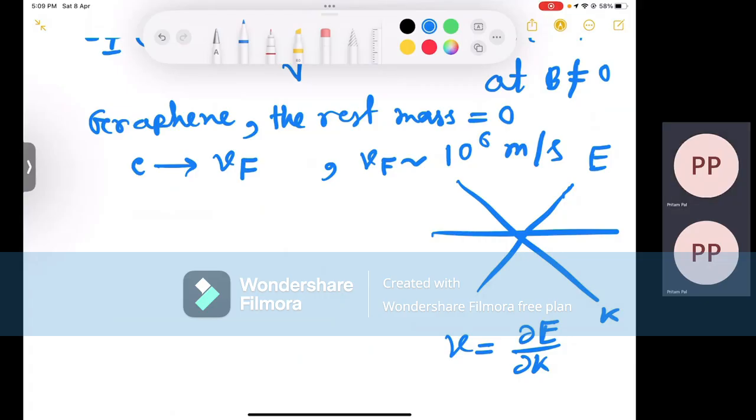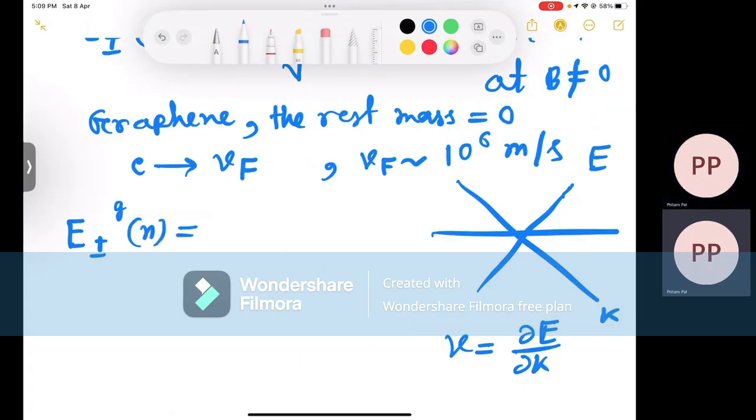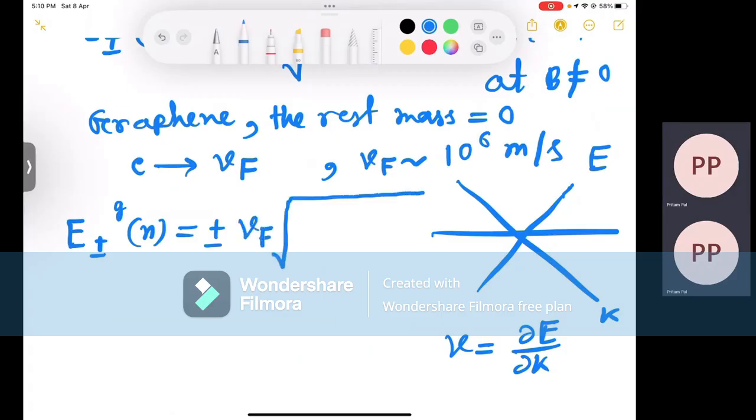And the spectrum then becomes, for graphene, E plus minus, then also has three plus minus signs, in Vf square root of 2n h cut eB, right?